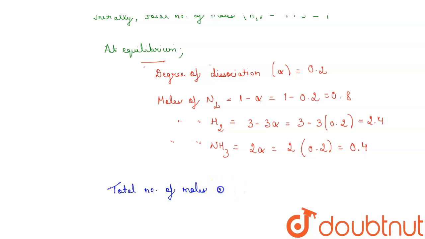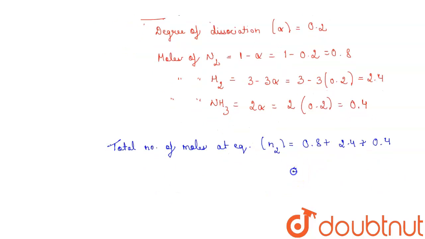So therefore total number of moles at equilibrium, that is N2, will be 0.8 plus 2.4 plus 0.4, and after solving this we will get 3.6, right?